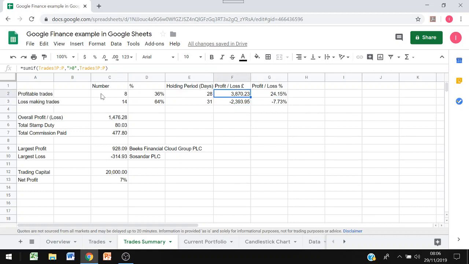Profit amounts, and then the percentage, looking at trading capital. And so that's the profit that I made, but I did give up quite a lot in commission. Using some lookups and indexing to find out, okay, what was the largest profit? What company was that? What was the largest loss? Again, what company was that? And then the overall profit that I made.